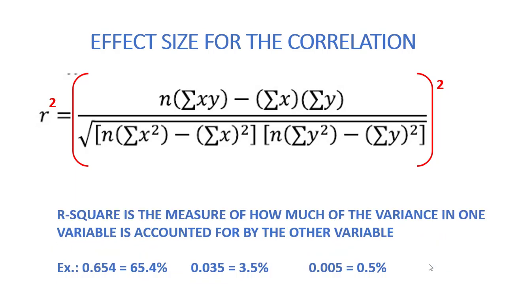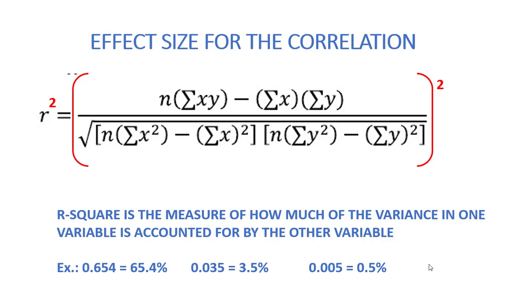R square is the measure of how much the variance in one variable is accounted for by the other variable. So this is going to tell us what percentage, if you want, of the variation that we have in the variance is accounted for by the other variable.